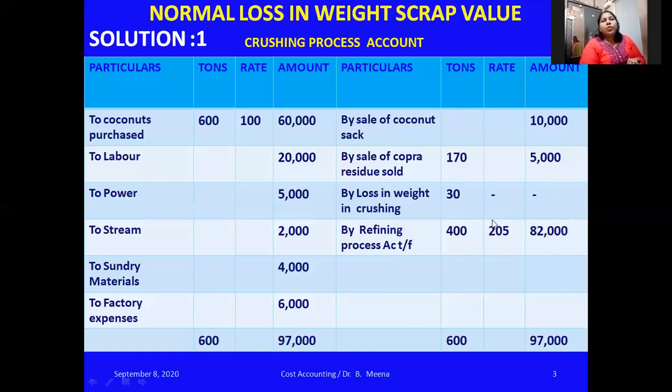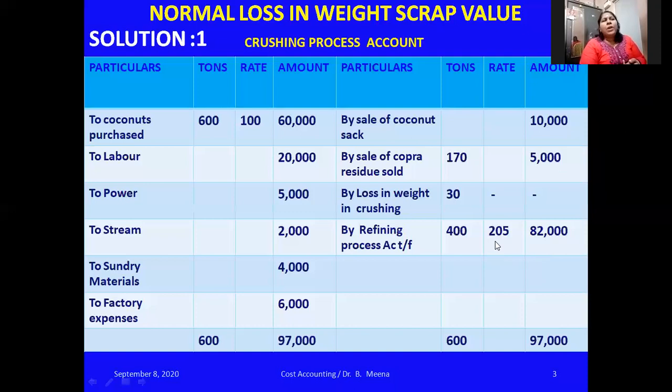How I got this 82,000? How I got this 82,000 means I close the debit side amount. I close the debit side amount 97,000. So far I credited 15,000. I repeat, the debit total it comes around 97,000. So 97,000 minus what are the amounts so far I credited, get the summation. So 15,000. So 97,000 minus 15,000, what is the balancing figure? 82,000.